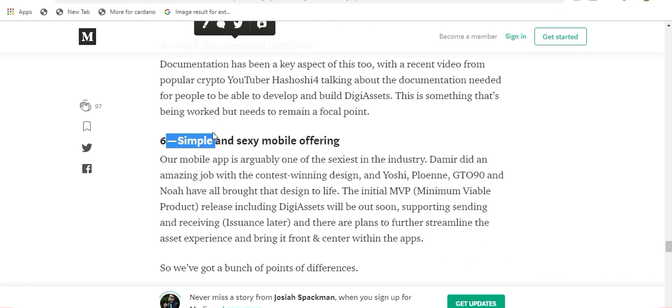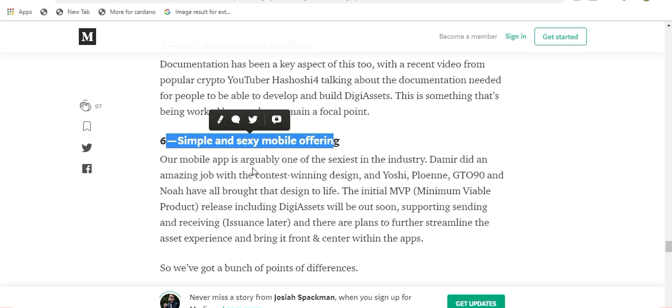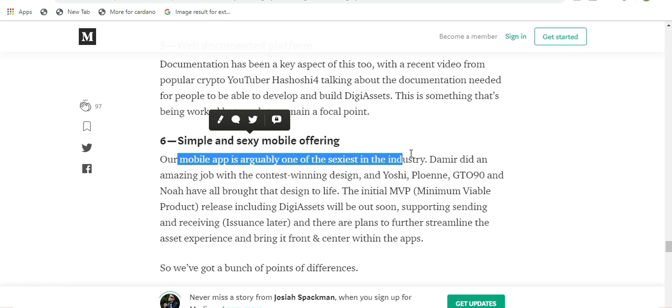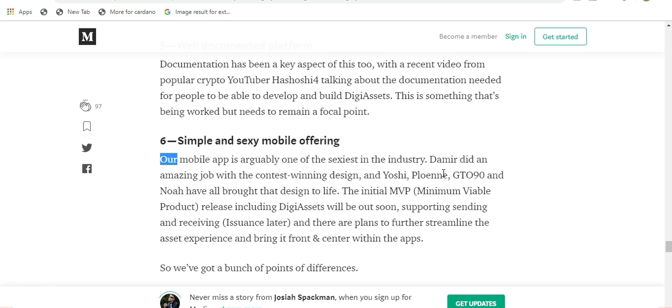So number 6, the simple and sexy mobile offering. Our mobile app is arguably one of the sexiest in the industry. Demir did an amazing job with the contest-winning design, and Yoshi and Ploin, not sure if I pronounced that name right, sorry, and GTO 90 and Noah have brought that design to life.